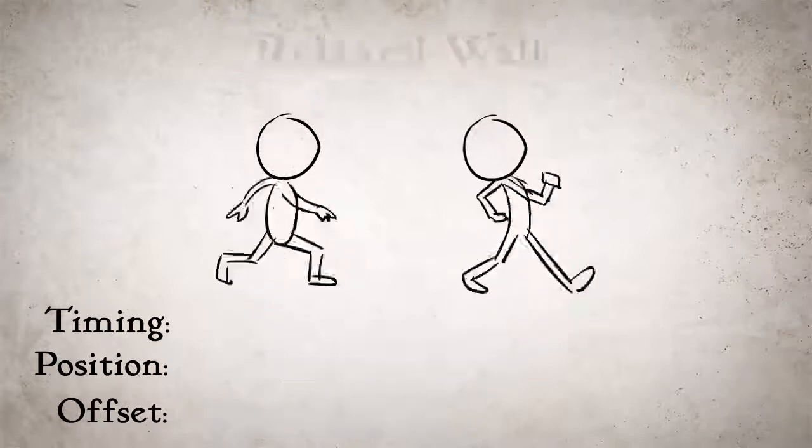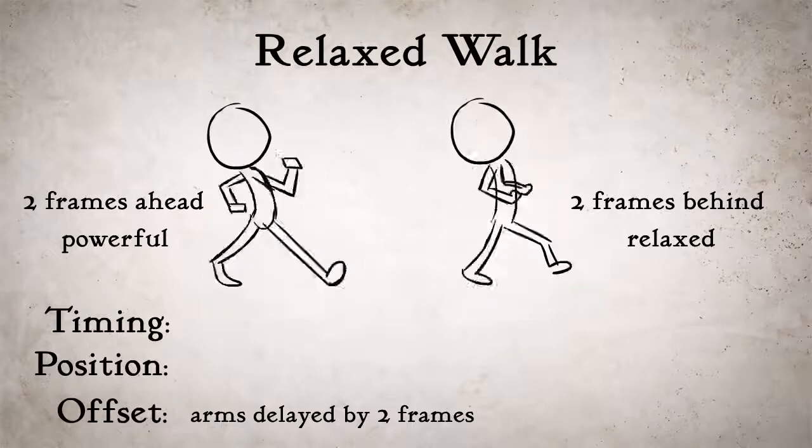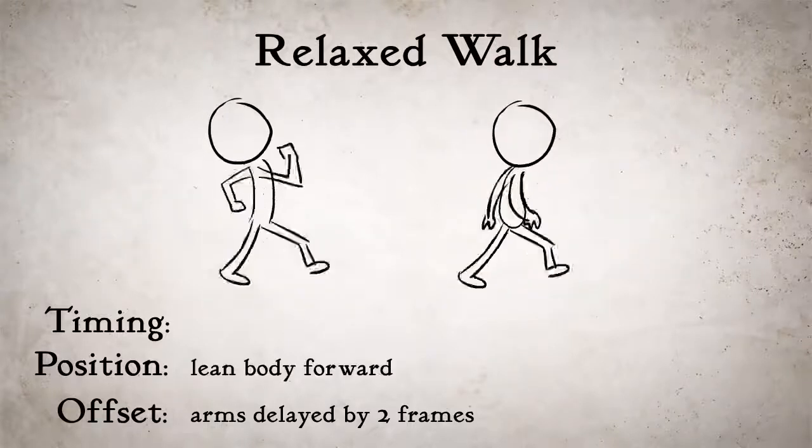In order to make him look relaxed, we just need to offset the arms in the other direction and make them lag behind the rest of the body by 2 frames. Last, let's lean him forward. Now he looks pretty chill.